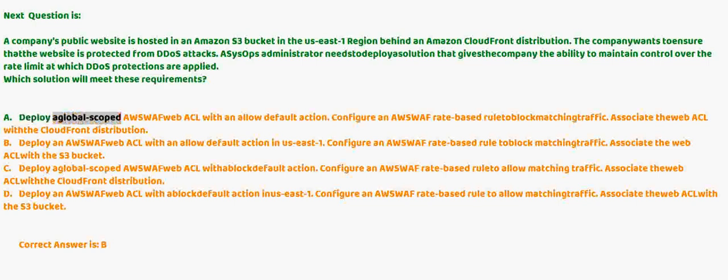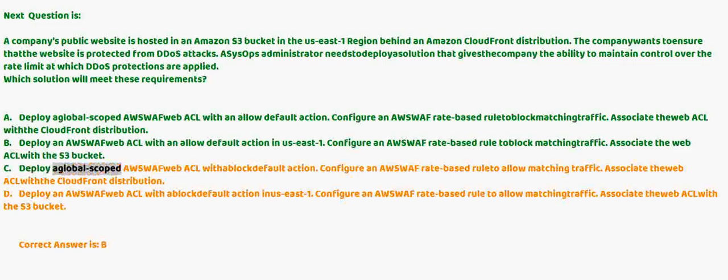A. Deploy a global scoped AWS WAF Web ACL with an allow default action. Configure an AWS WAF rate-based rule to block matching traffic. Associate the Web ACL with the CloudFront distribution. B. Deploy an AWS WAF Web ACL with an allow default action in US East 1. Configure an AWS WAF rate-based rule to block matching traffic. Associate the Web ACL with the S3 bucket.